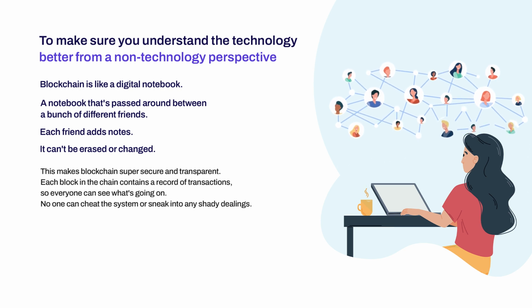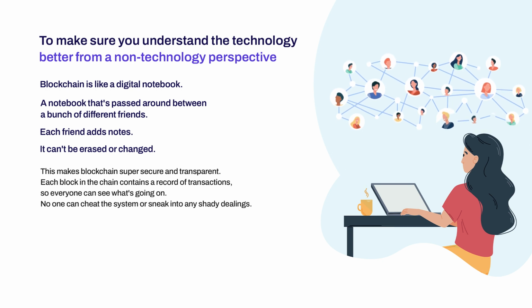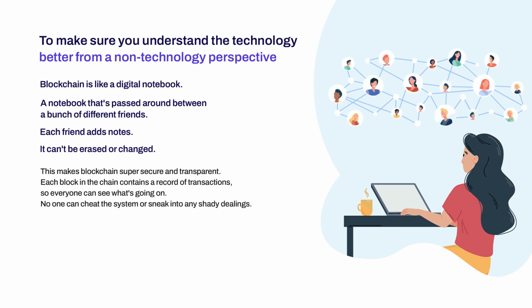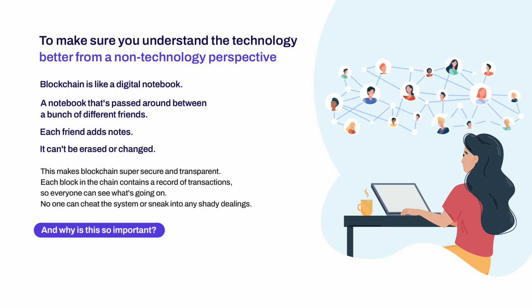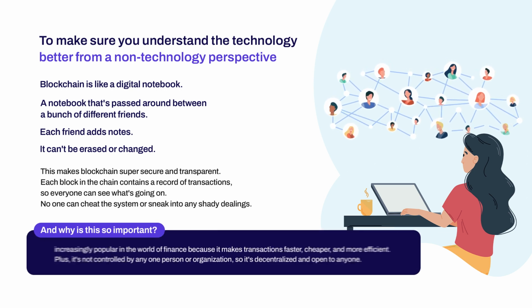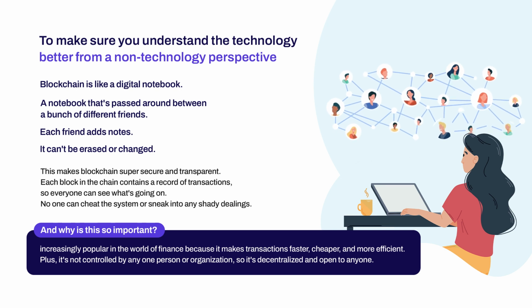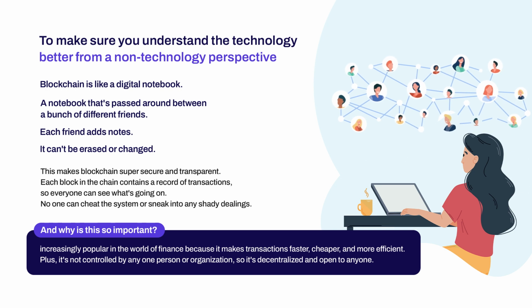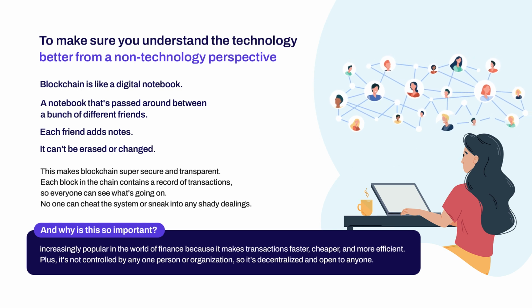This makes blockchain super secure and transparent. Each block in the chain contains a record of transactions, so everyone can see what's going on. No one can cheat the system or sneak into any shady dealings. And why is that so important? Well, it's become increasingly popular in the world of finance because it makes transactions faster, cheaper, and more efficient. Plus, it's not controlled by any one person or organization, so it's decentralized and open to anyone.